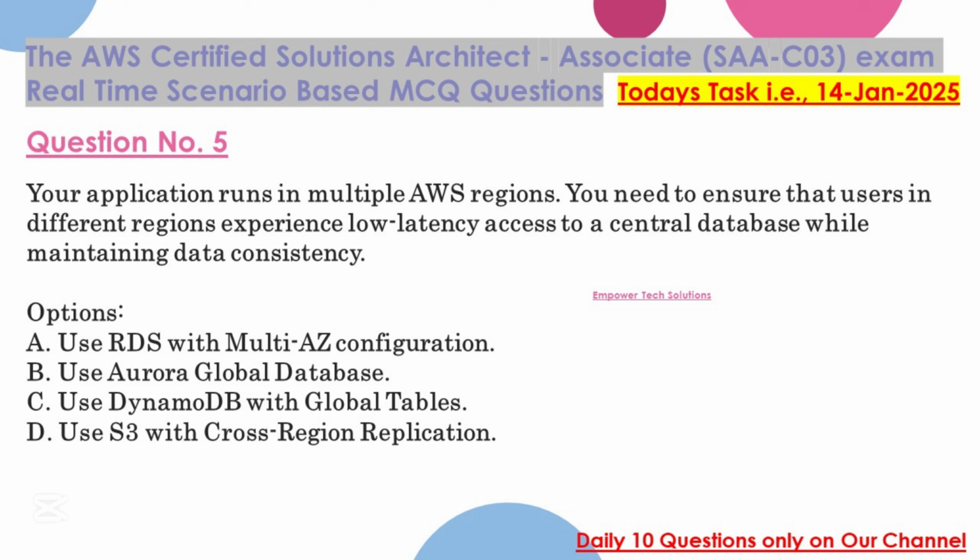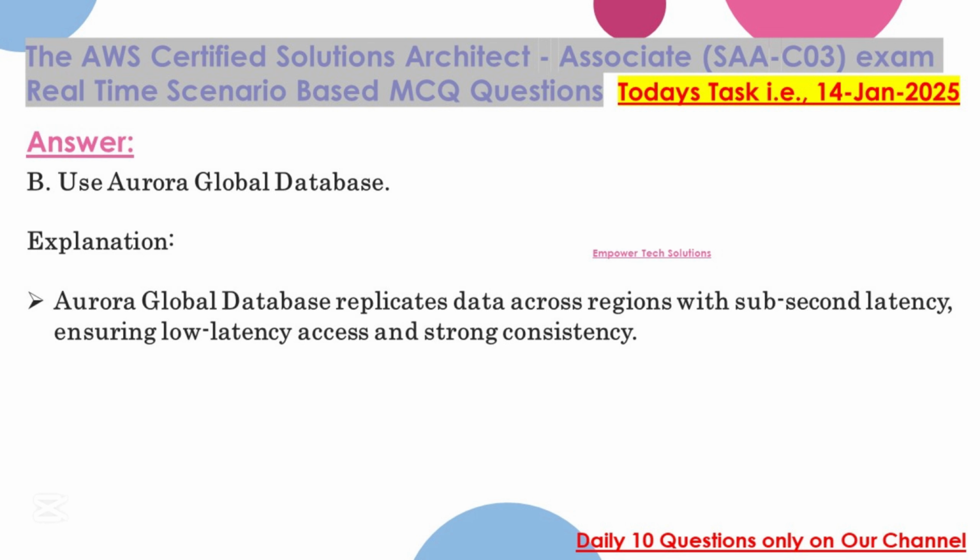Options: A. Use RDS with multi-AZ configuration. B. Use Aurora Global Database. C. Use DynamoDB with global tables. D. Use S3 with cross-region replication. Correct answer: B. Use Aurora Global Database.